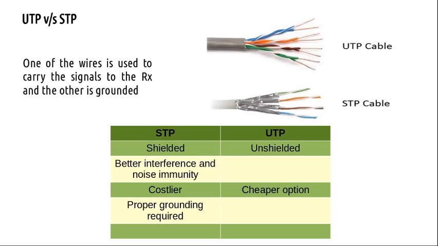Then there are two types of twisted cables, you can say: unshielded and shielded, that is STP and UTP. On cables you will find that. The STP cables will have a sheath across this, that is the shielding, and it has better noise immunity, less interference from other sources. Although it has all those features, it is costlier. The UTP cables are a much cheaper option. So STP and UTP cables are there.